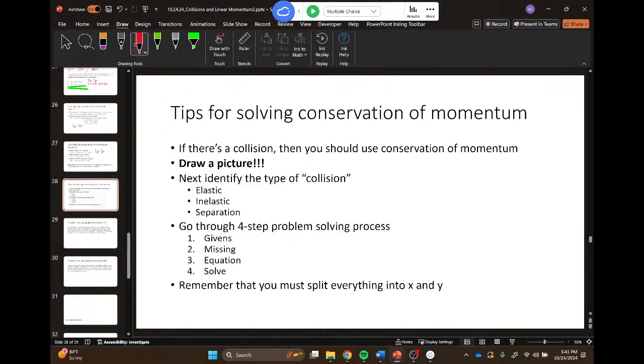So, how do we solve these problems? It's really straightforward. Draw a picture. If there's a collision or a separation, it's conservation of momentum. Then you just go through the classic steps: there's a collision, draw a picture, write down your givens, write down your missing. If there's a collision or separation, then when you get to step 3, it's got to be initial momentum equals final momentum. If 2 objects hit each other, momentum is almost guaranteed to be a way to solve it. And then don't forget to split things in X and Y.